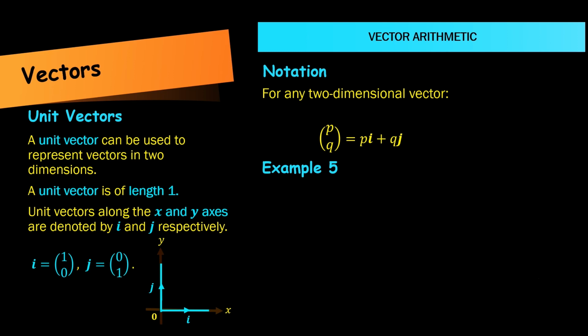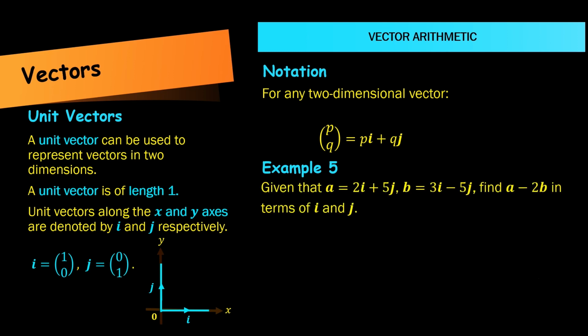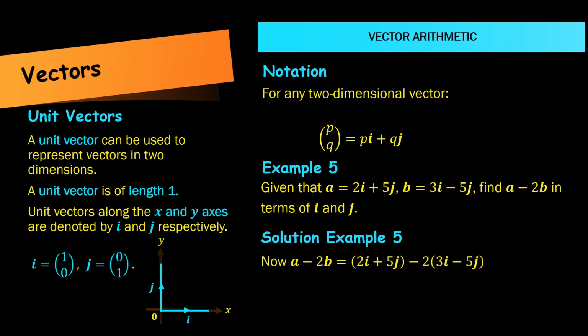Now let's have a go at another example. Pause the video and have a go. Press play when you're ready to view the solution. So let's solve this. Given that a equals 2i plus 5j, b equals 3i minus 5j, find a minus 2b in terms of i and j. Let's solve this. Here's a, and here's minus 2b.